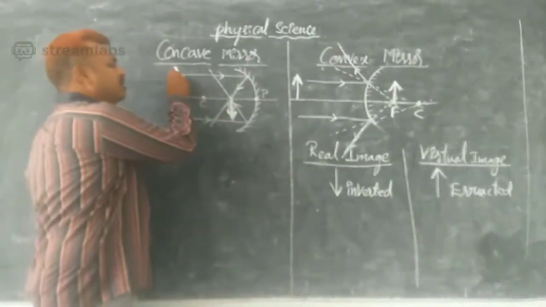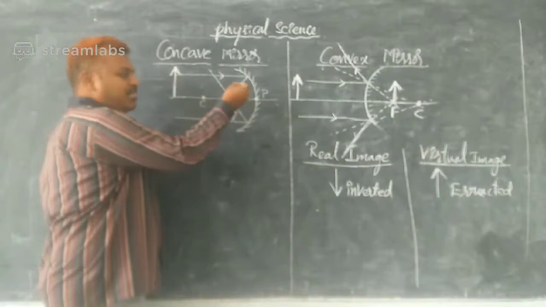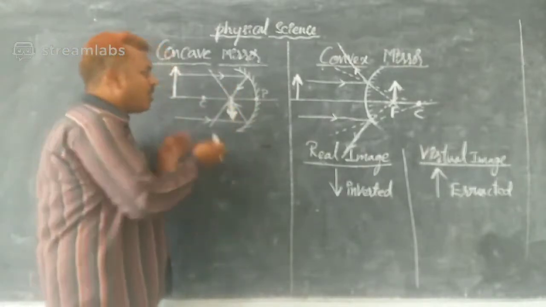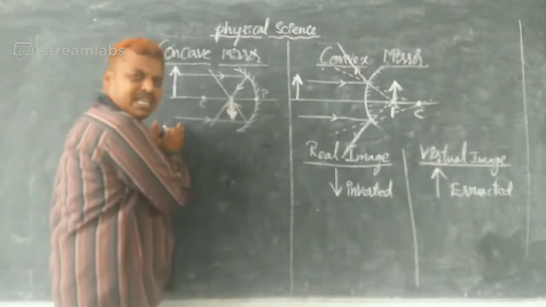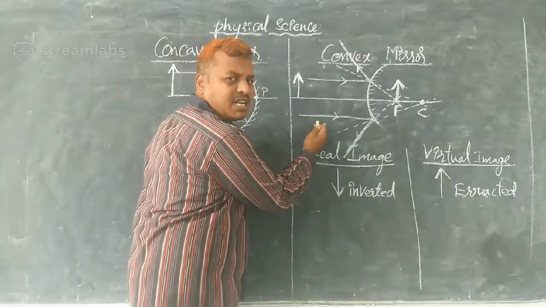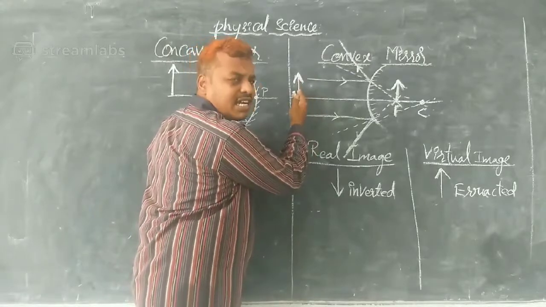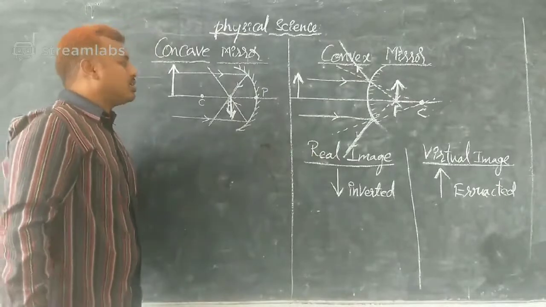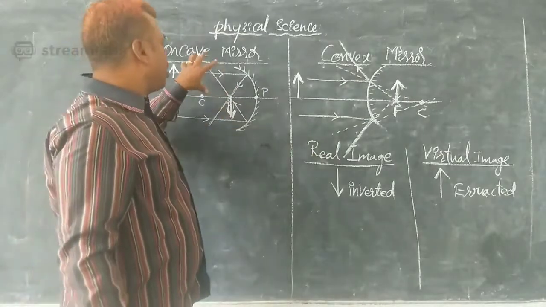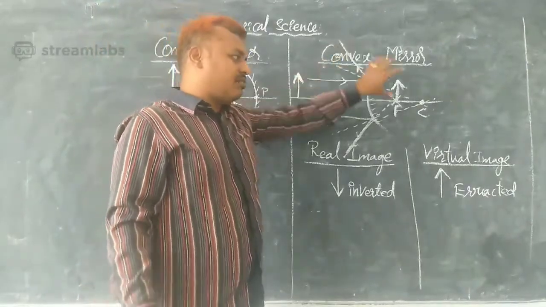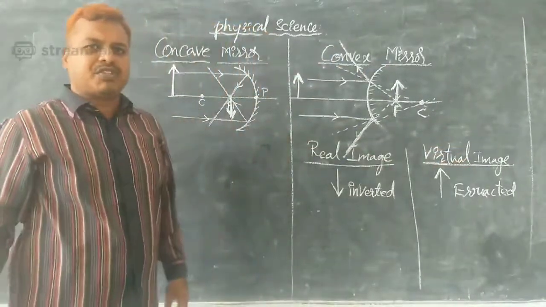Now, when an object is placed in front of the concave mirror, the image is formed in front of the mirror itself. So object and image both are on the same side. When it comes to convex mirror, the object is placed at one side and the image is formed on the other side. So here, in concave mirror, real images are formed. In convex mirror, virtual images are formed.